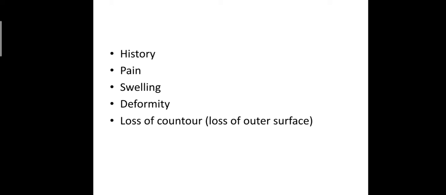Next is swelling. The swelling could be due to injury or arthritis. Deformity. In anterior dislocation of the shoulder, there will be an anterior prominence and the arm will be held in internal rotation. Loss of contour, or loss of outer surface. This may be due to shoulder dislocation or due to wasting of the deltoid muscle in tuberculosis, rheumatoid arthritis.